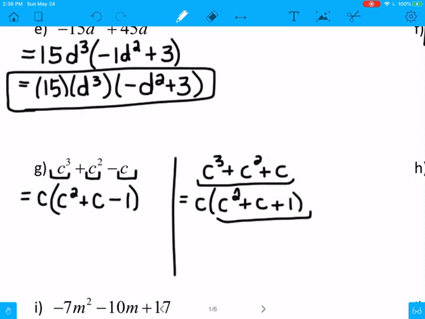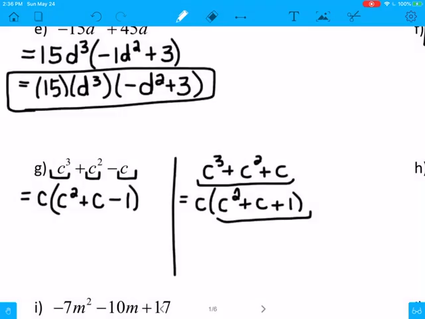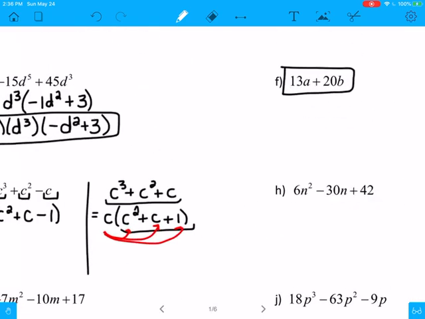And how can you check if you didn't mess up your GCF? Well, if you put it back in, you should get the same thing back. So if I distribute my c in, I get c cubed plus c squared plus c. So I know I didn't make a mistake. So when you're doing GCFs, you can actually backtrack and check to see if you got it right. Okay.